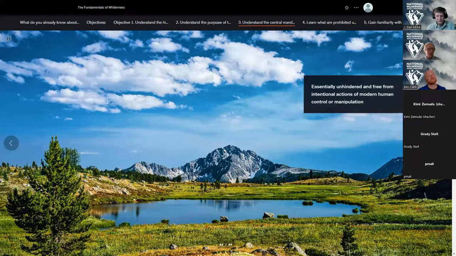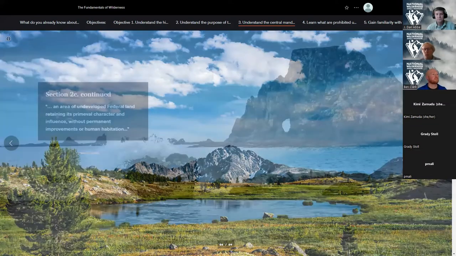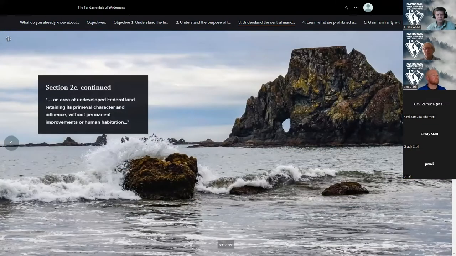Thursday. So the next quality of wilderness character is undeveloped. So an area of undeveloped federal land retaining its primeval character and influence without permanent improvements or human habitation.